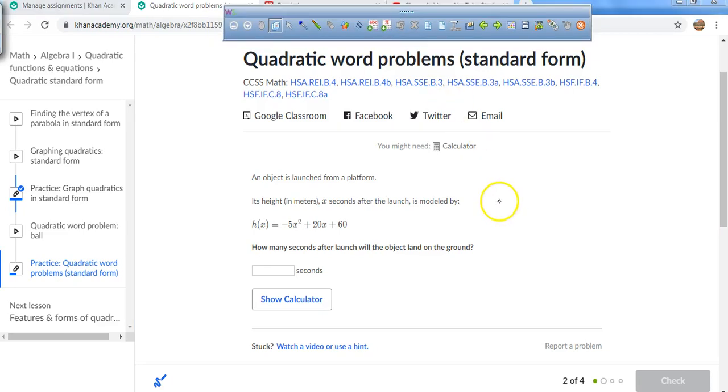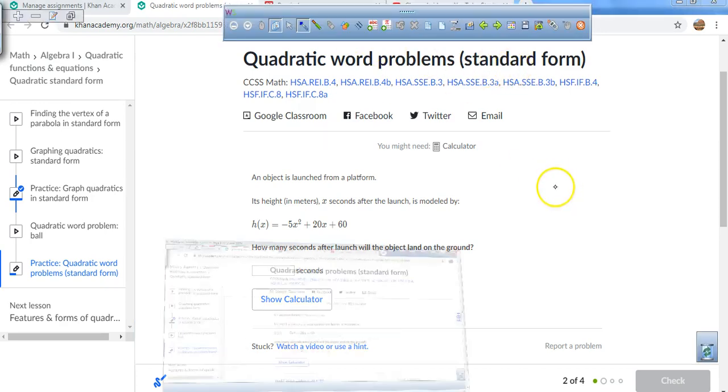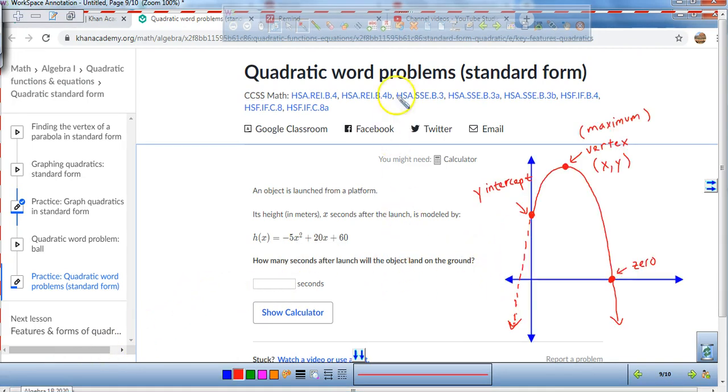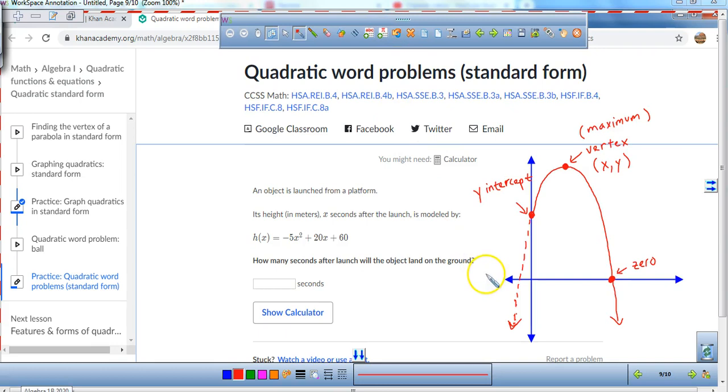Okay, everybody, what we're going to be looking at today is quadratic word problems in standard form. So basically, when you are looking through the word problems, you have to know what you are looking for. We're going to make a little sketch of this graph that has a negative, so I know it's going to be opening down. So I'm going to go ahead and pause the video and make a little sketch. So I've made a quick little sketch of our parabola that has negative 5x squared plus 20x plus 60.